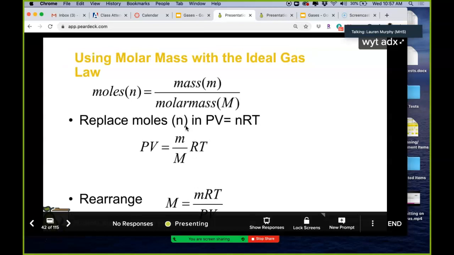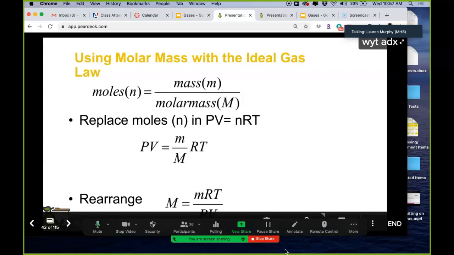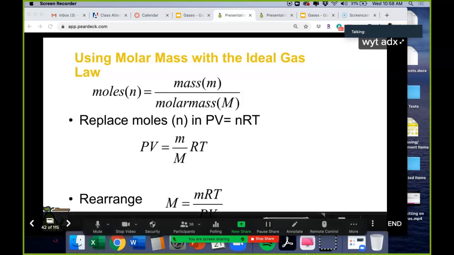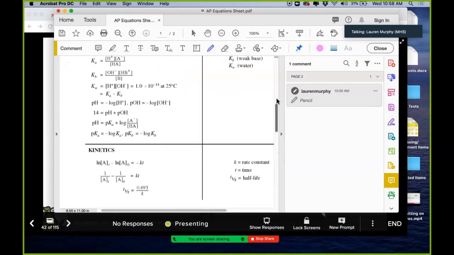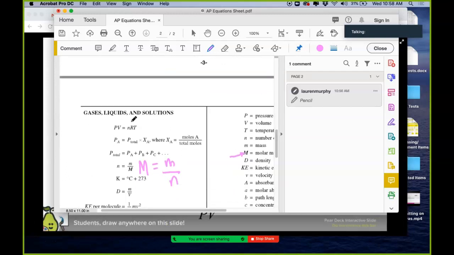So, this is the last thing we're going to be doing today together. So, I'm going to show you, on your equation sheet, sorry, hold on one more second. Okay, so what we're about to do is going to be manipulation of PV equals nRT. So if you look on here, you have PV equals nRT, but you also have what n stands for.